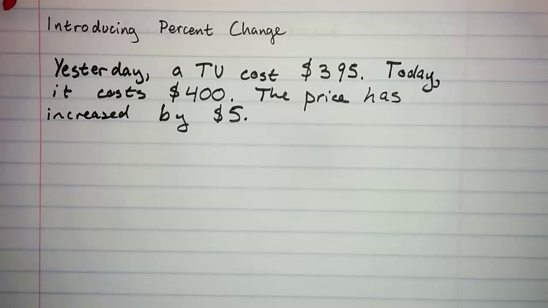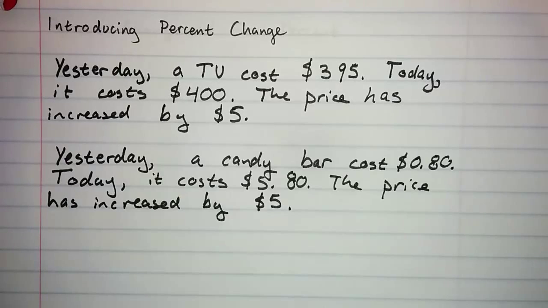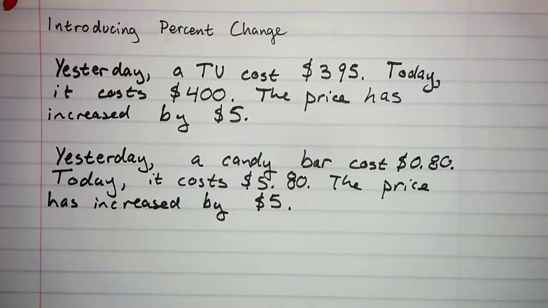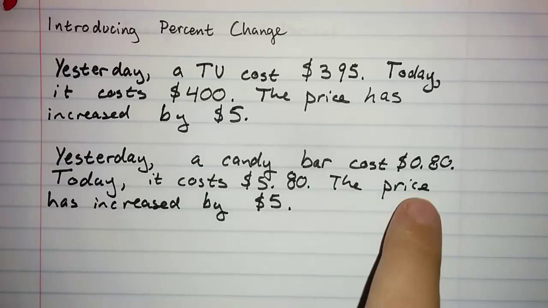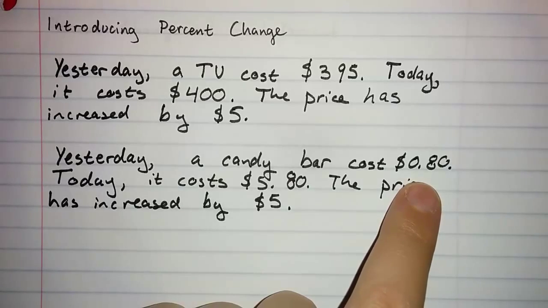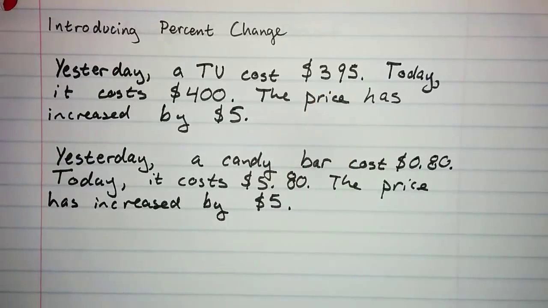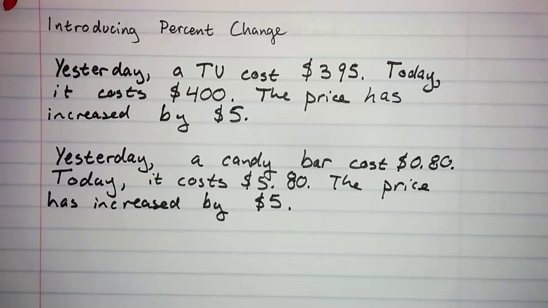On the other hand, suppose that yesterday a candy bar cost 80 cents and today it costs $5.80. The price has still increased by $5. But in the second story, that $5 is a much bigger price increase. Why? Because this one started off costing 80 cents, and this one started off costing $395.